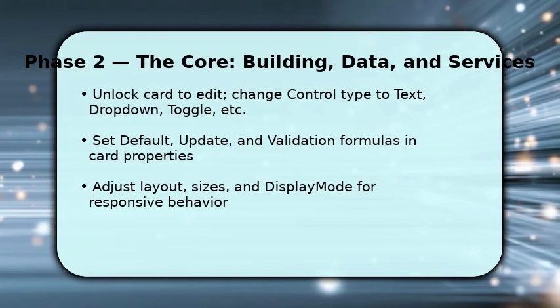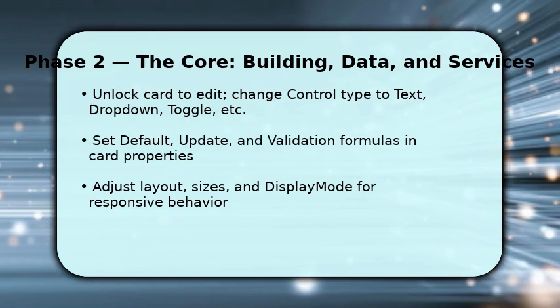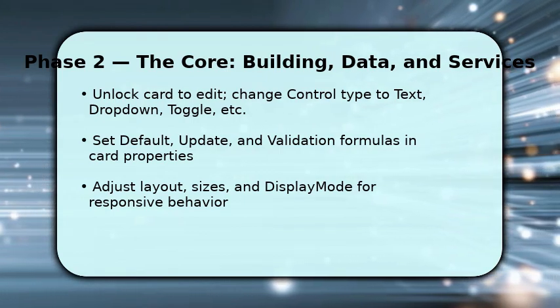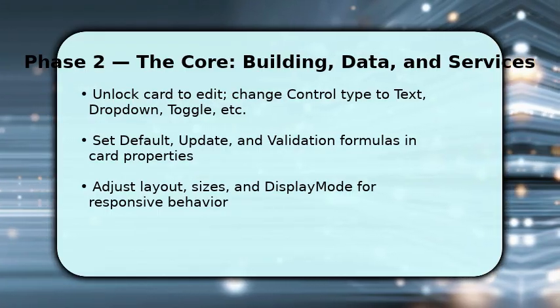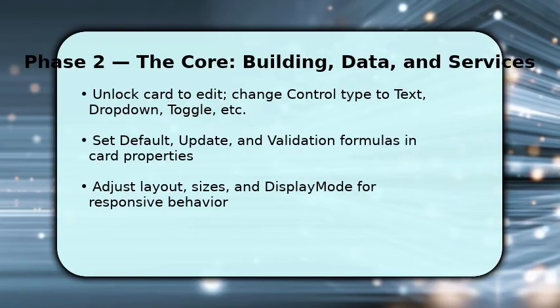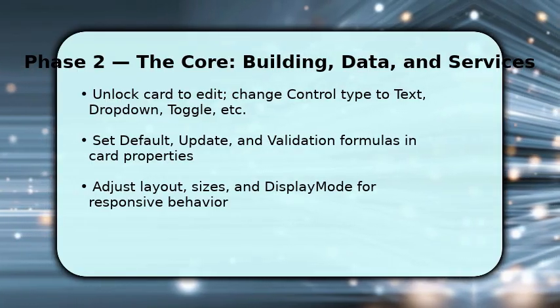Once the data card is unlocked, swap or add controls to match the data type. Text input for strings, drop-down for choices, toggle for booleans. Make sure to set the card's default and update properties so the form reads and writes values correctly.